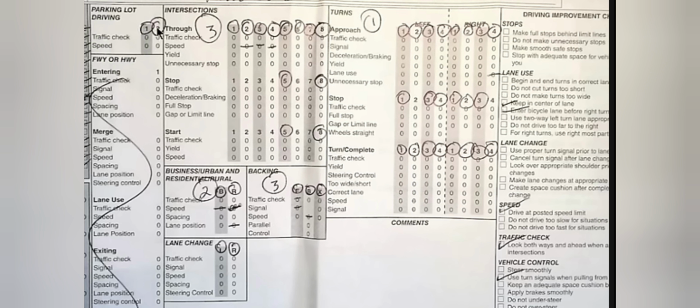Number 2, check mirrors, all 3, every 30 to 45 seconds. Move your head left and right so to see mirrors. So make it so obvious so examiner will see you checking. Number 3, every intersection, check left and right. Look through the left window and to the right window. Make it so obvious so examiner will see that you're checking.